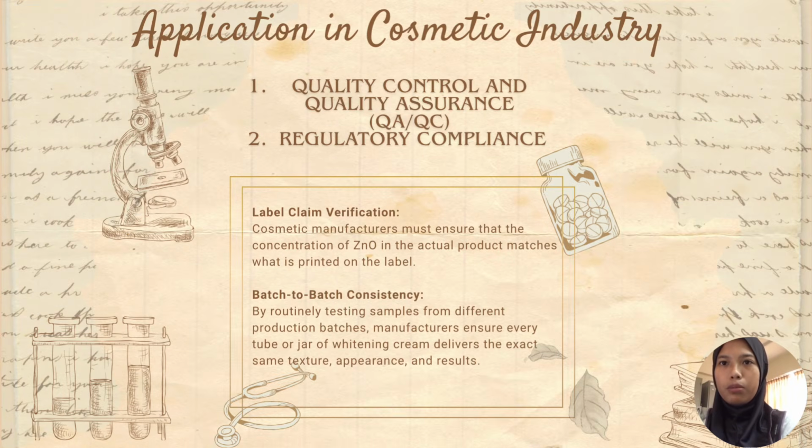Next, I will talk about application in cosmetic industry. We have quality control and quality assurance and regulatory compliance. Let's look at how these intersect across 2 main operational priorities. First, label claim verification. Cosmetic manufacturers are legally and ethically obligated to ensure that what is printed on the bottle accurately matches what is inside.